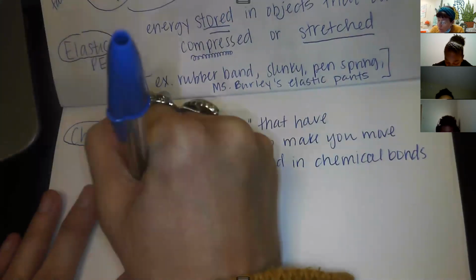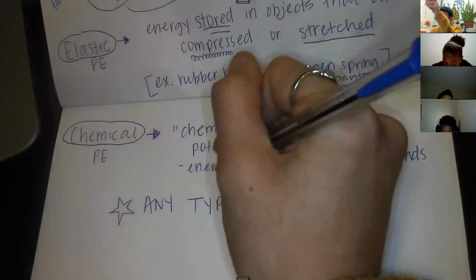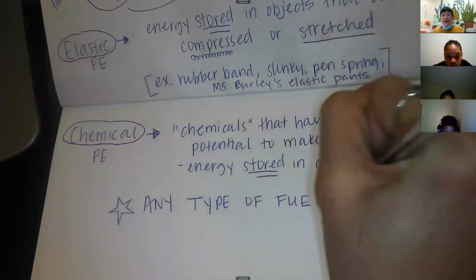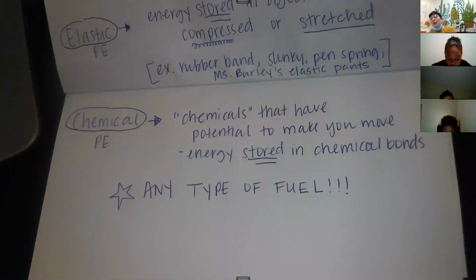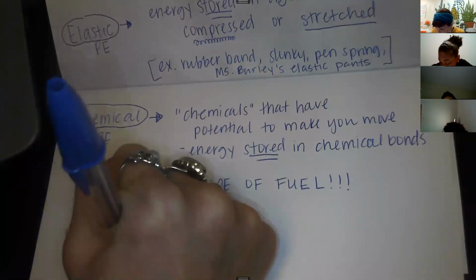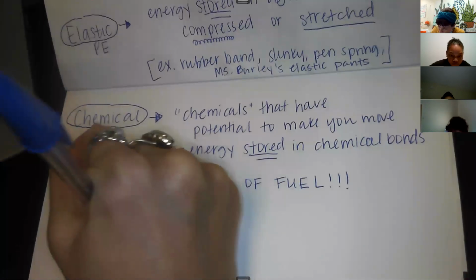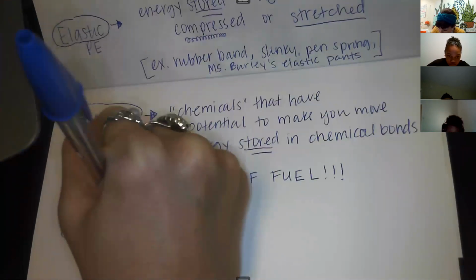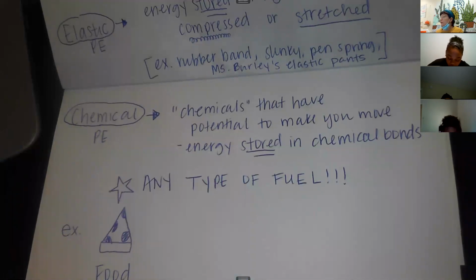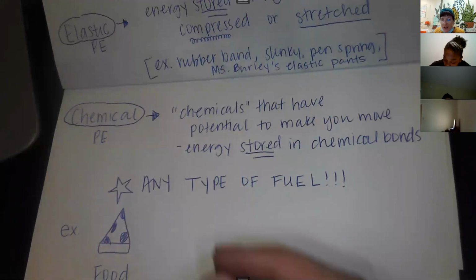Any type of fuel. Any type of fuel is our example. Give me some examples of things that might give fuel. Carlos. So any type of food. So food. What else? I have a specific fuel in the morning. Your parents might too. Coffee, coffee.